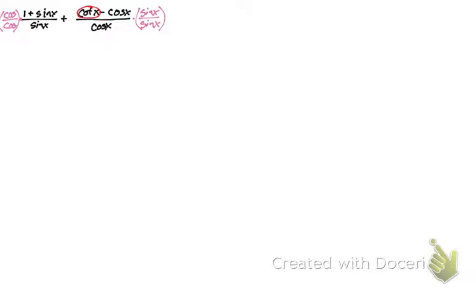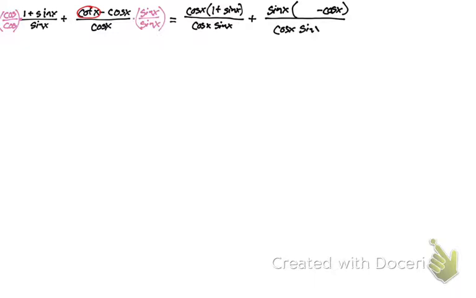Now, I'm not going to distribute until I know for a fact I have to distribute. So what I mean by that is this is going to equal, the top part will be cosine x times 1 plus sine x. Didn't distribute it. Just leave it alone, and that will be all over cosine x sine x. For my other one, I'm going to pull that sine x out front, which will give me sine x. I'm going to leave a blank for that cotangent for just now. But we have cotangent minus cosine x all over cosine x sine x.